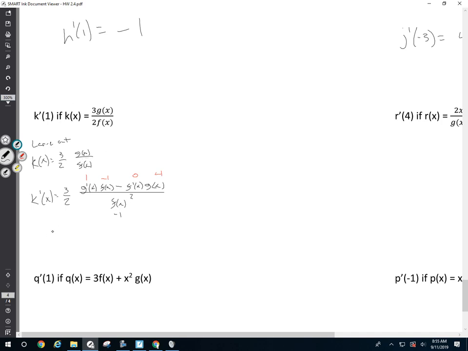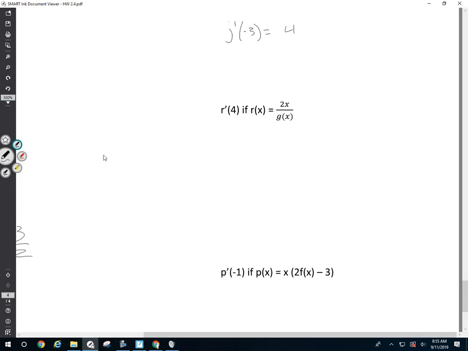All right, so I got k prime of 1 is 3 halves, negative 1 minus 0, over 1. So it ends up being negative 1 times 3 halves, negative 3 halves.